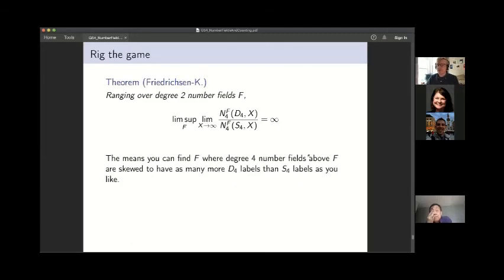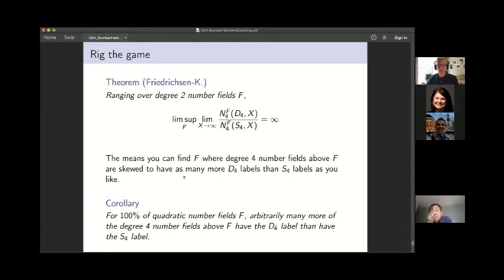And this is kind of surprising, right? Because it's completely flipping the story over the alternative method of computing height and completely flipping the story over what is true over Q. And so I think the most interesting rephrasing of this expression is that for 100% of degree 2 number fields F, arbitrarily many more of them have degree 4s over them that have an S4 label than a D4 label. So you can flip the story around as much as you want, which I think is really interesting and is not what is true over Q, and is certainly not what Matt and I would have guessed when we started this.